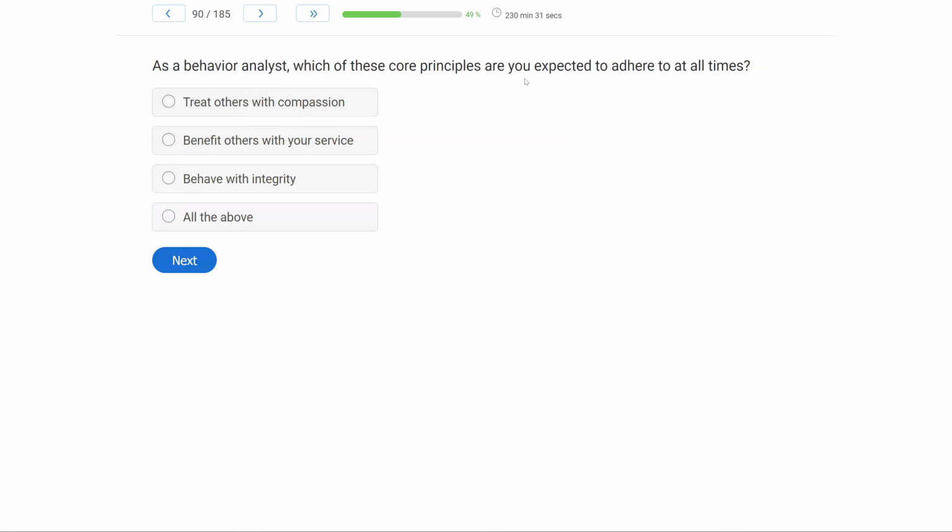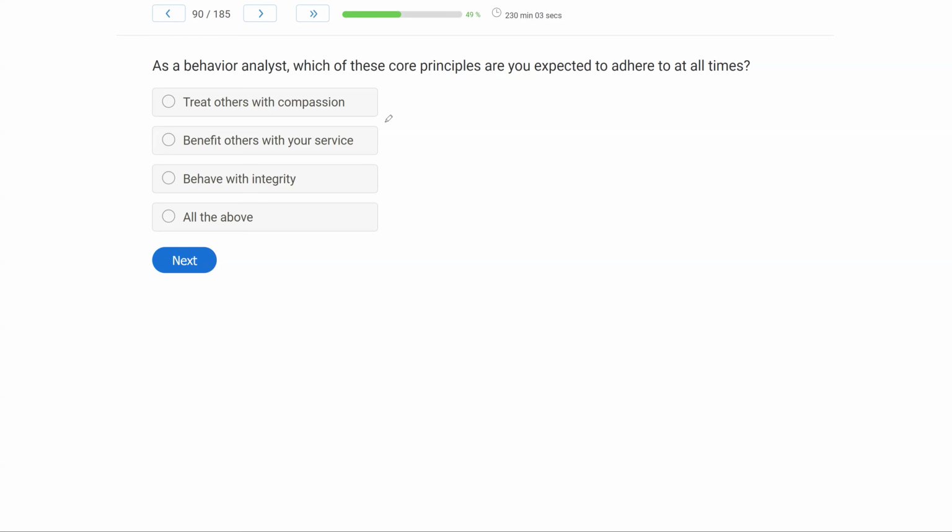As a behavior analyst, which of these core principles are you expected to adhere to at all times? All right, easy ethical question. And this is just kind of a teaching question, right? Getting you in the mindset when you're dealing with ethics, you want to adhere to these core principles. It's going to lead you down the right path. So what core principles are we expected to adhere to? And this is not my word. These are the BACB, the certification board's words.